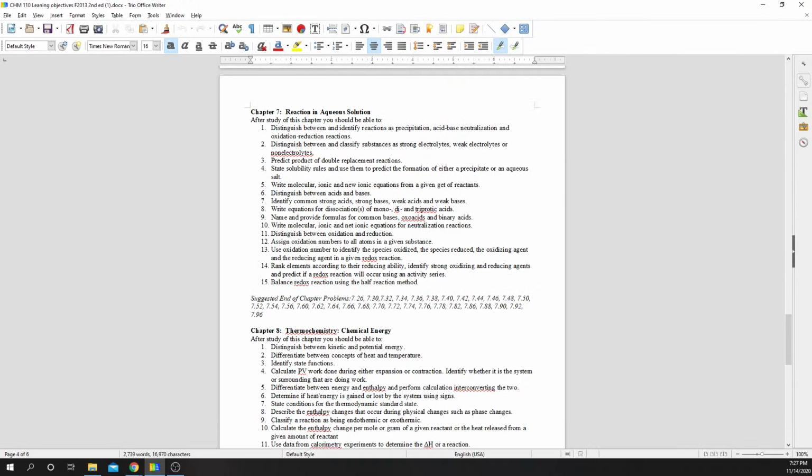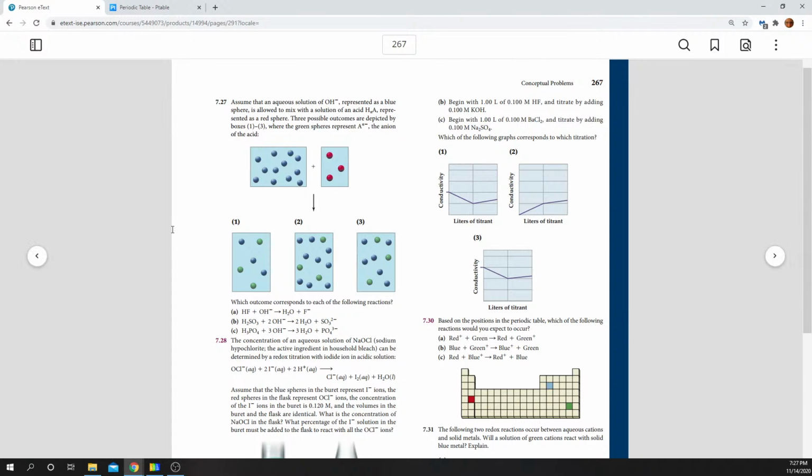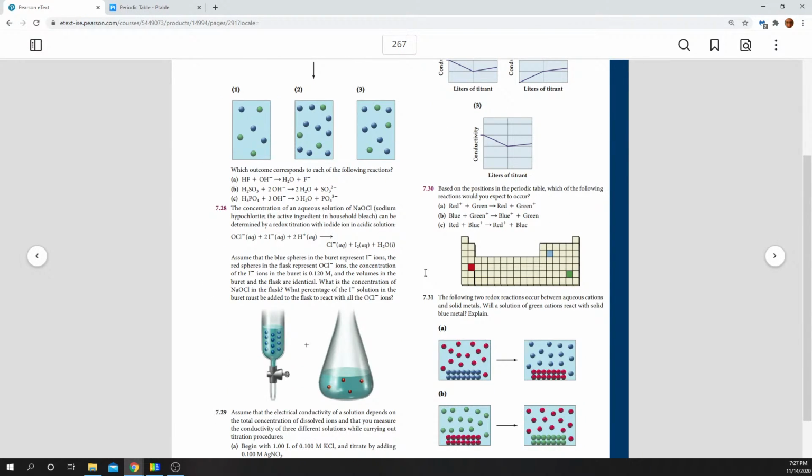All right, who's next? 30, and then we're going to go straight through to 56. Every even number from 30 through 56. Okay. 30. Based on the positions in the periodic table, which of the following would you expect to occur?